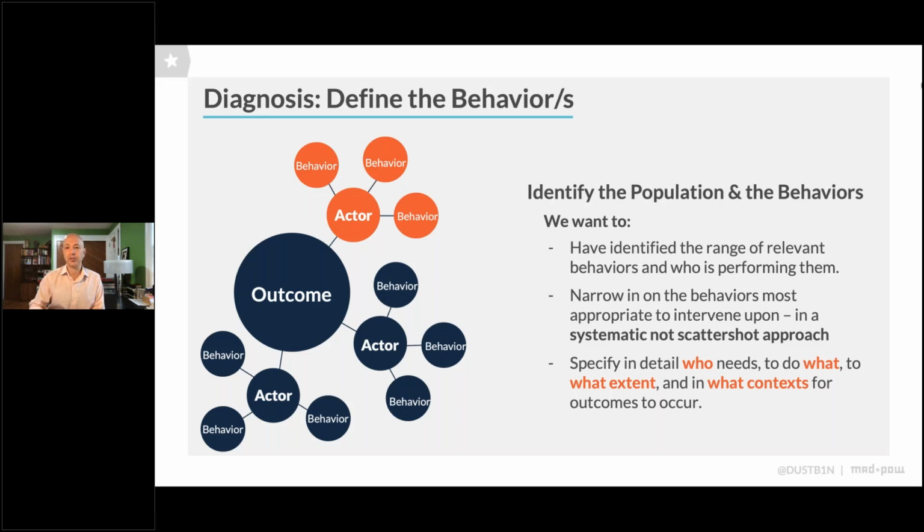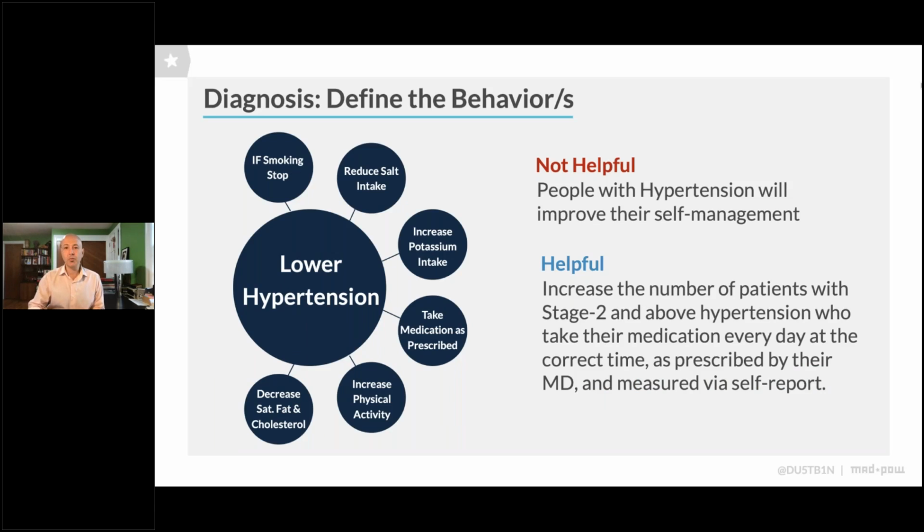And we want to be able to define that in a specific, very detailed way so that we can rally our teams around a behavior and see it and understand it in the same way together, right? So when we think about any potential behaviors, we want to be able to specify that in detail as to who needs to do what, to what extent, and in what contexts for those outcomes to occur. Getting that level of detail, again, really helps us to understand precisely what behaviors we're looking to change.